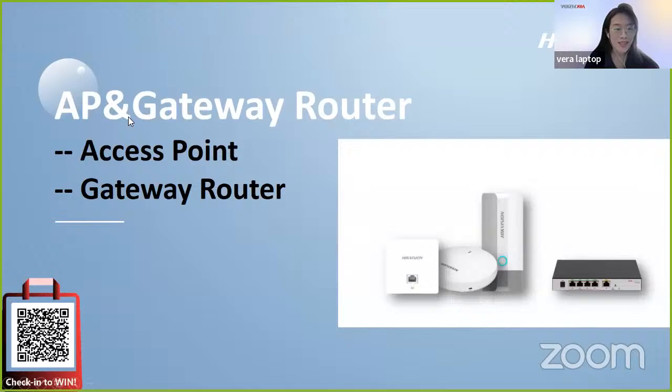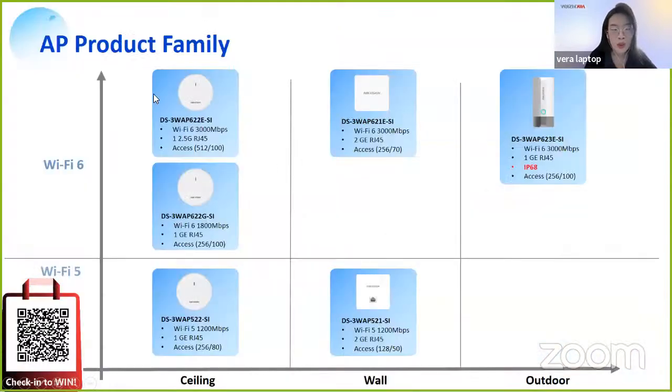All right, let's look at the first part, AP and the gateway router, the access point with the gateway router. Let's see the Hikvision product family. According to the different Wi-Fi protocols, here we have Wi-Fi 5 and Wi-Fi 6, and according to the different application scenarios, or appearances, we divide them into three kinds: the ceiling, wall, and outdoor.